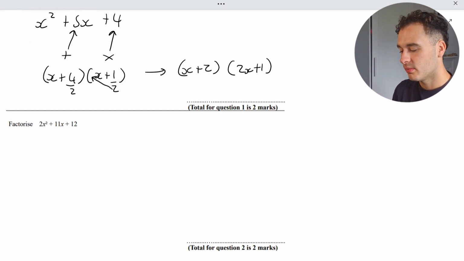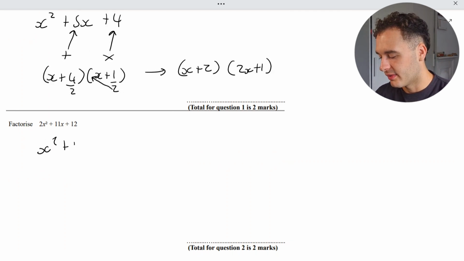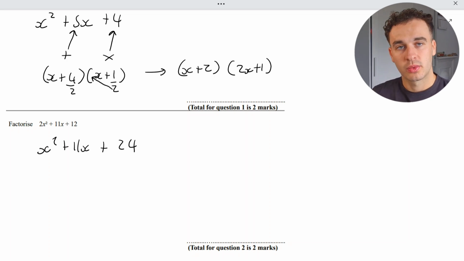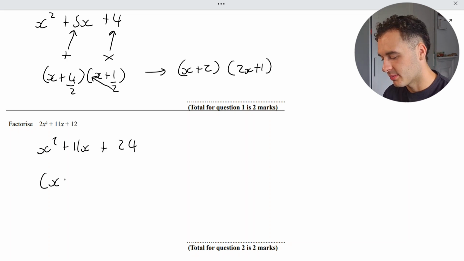So the first thing we do is we multiply the 2 by the 12. So we're left with x squared plus 11x plus 24. Now we solve this quadratic normally. So what two numbers multiply to make 24 and add to make 11? 8 and 3. So our quadratic would be x plus 8, x plus 3.